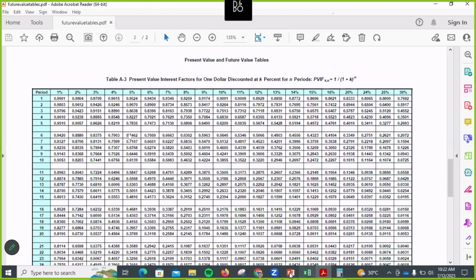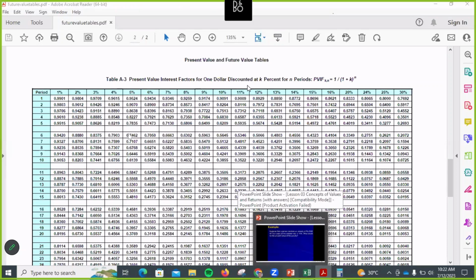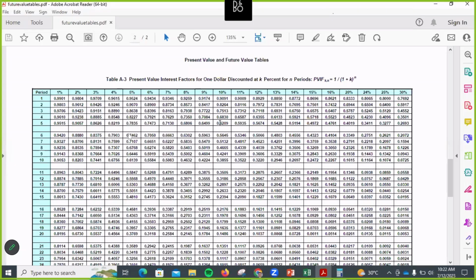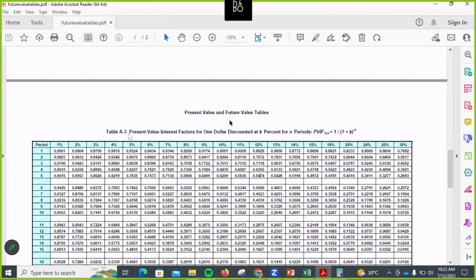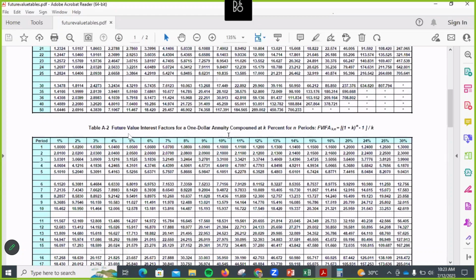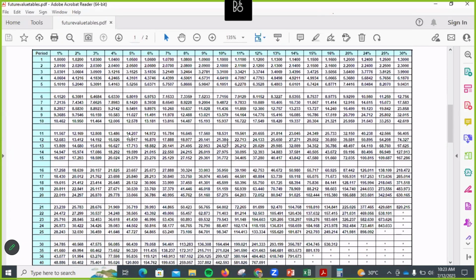The table, 4 years, 5,000. 4 years at interest 10%. So you find the 10%, 4 years, 1 rupee. This is table 4. Sorry.